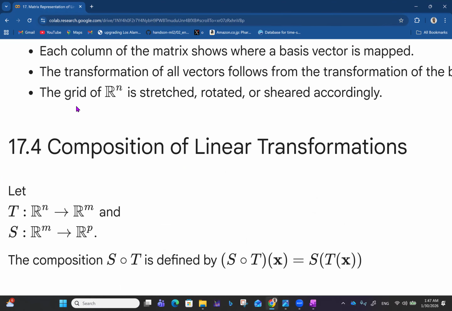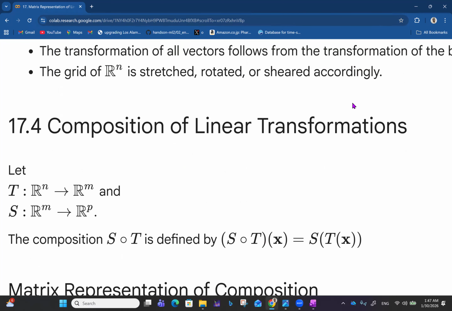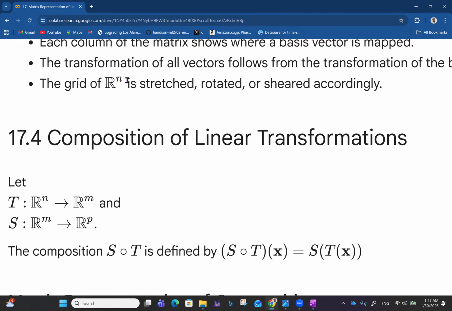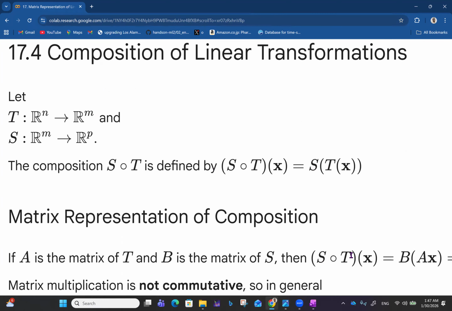So here now it's telling us that the grid of Rn is stretched, rotated, or sheared accordingly. Now let's move on to talk about composition of linear transformations. So if we let T be a transformation mapping Rn to Rm, and S is a transformation mapping Rm to Rp, then the composition of S and T is defined by S of T of X.